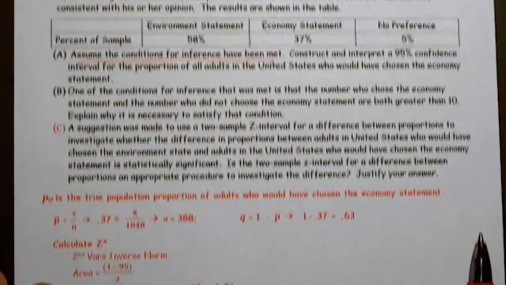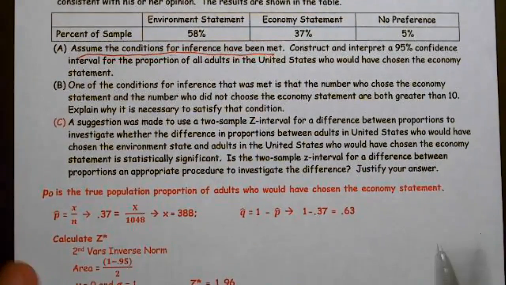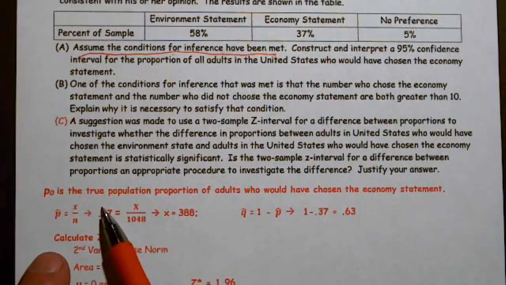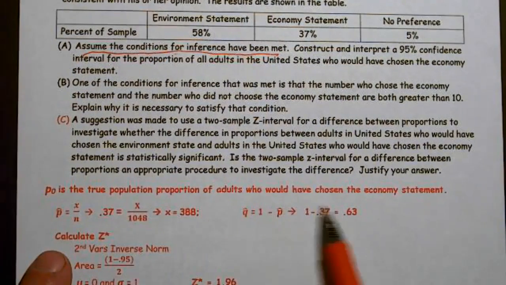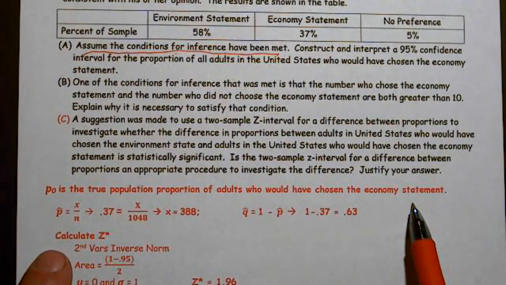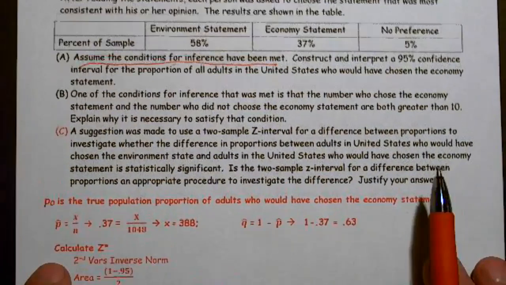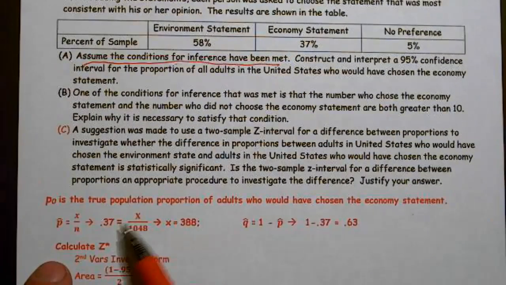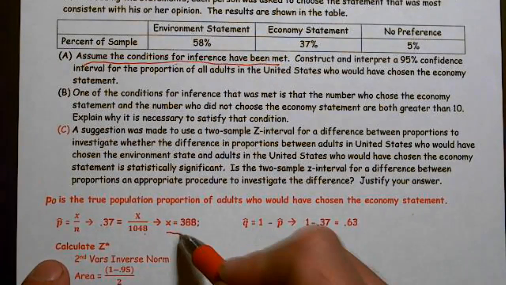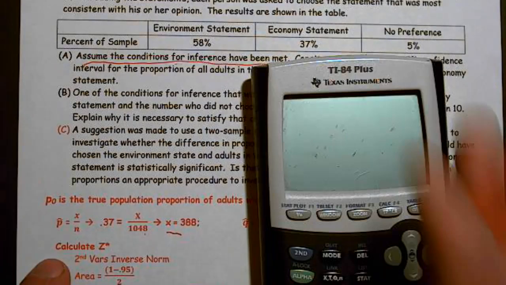All right, so even though the conditions haven't been met, we still need to define. So let p equal the true population proportion of adults who would have chosen the economy statement. Well, in this case, they said 37% would have chosen it. So we need to find x, and 0.37 equals p hat equals x over n. So 0.37 equals x over 1,048. So x is 388.